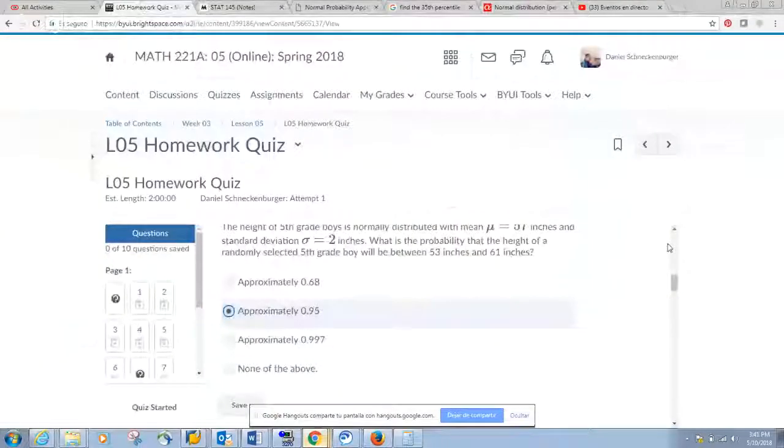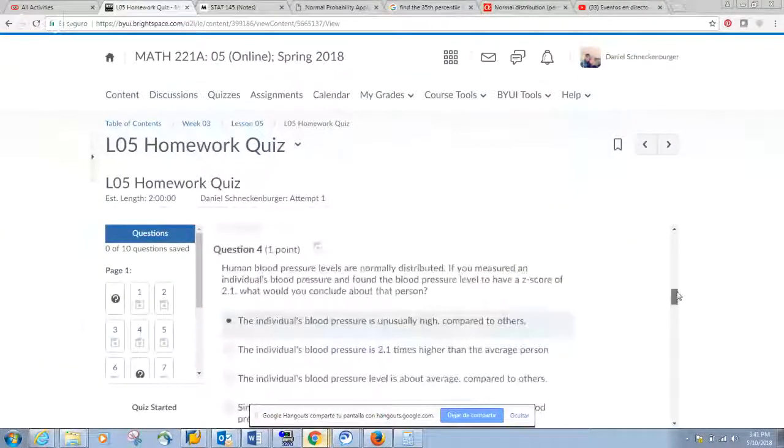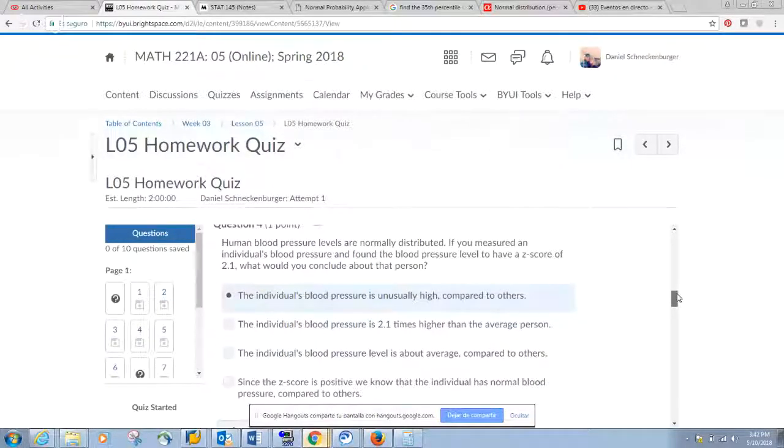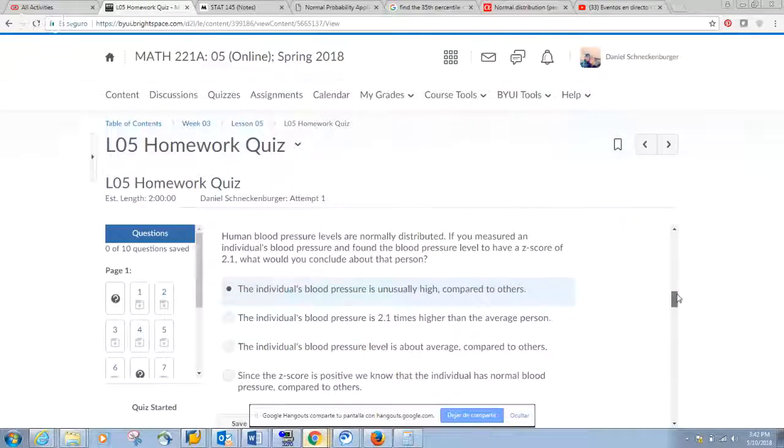Let's go back to the quiz. Human blood pressure levels are normally distributed. If you measure an individual's blood pressure and found the blood pressure level to have a z-score of 2.1, what would you conclude about the person? I put the individual's blood pressure is unusually high, because that's an unusual event, right? If it's more than 2.